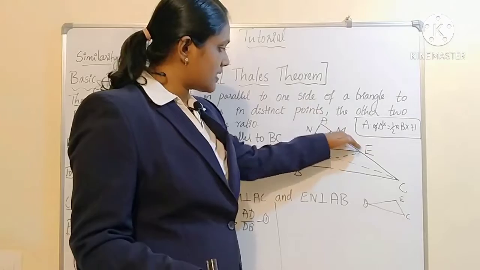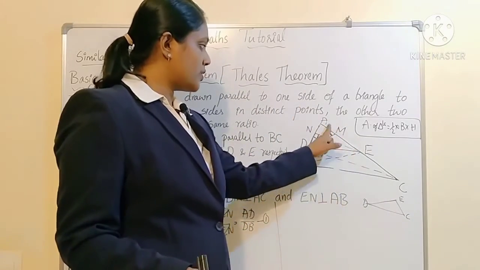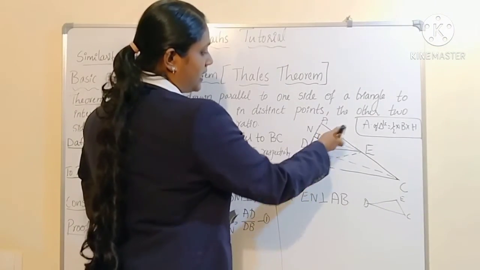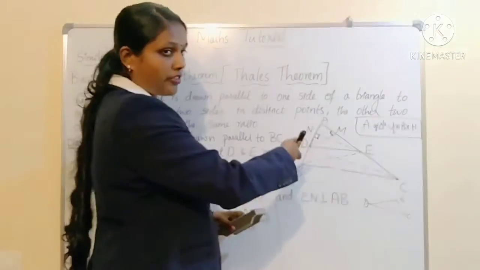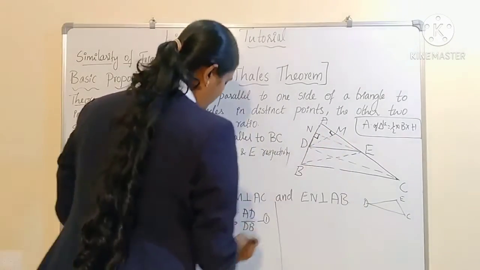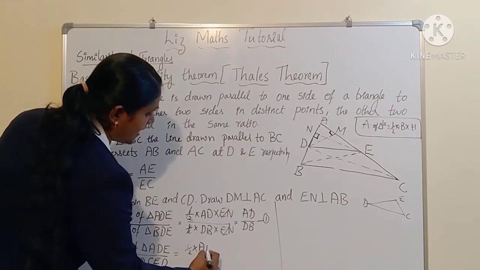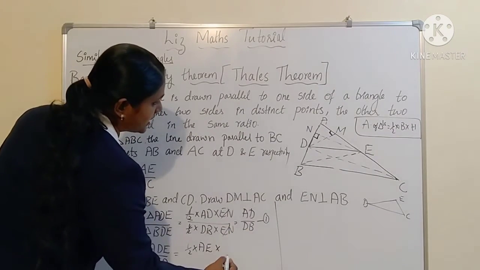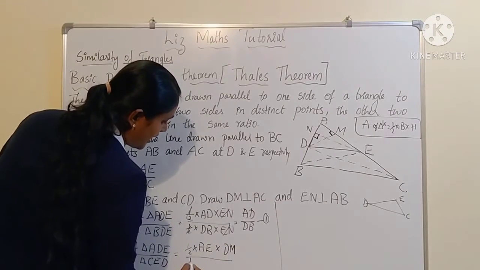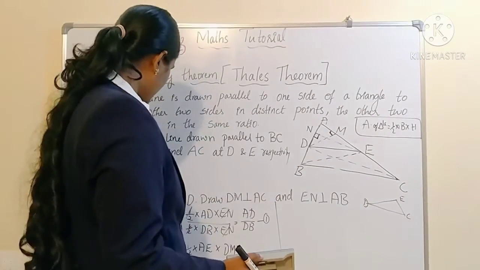Here you can see this side is the base. AE is the base. And what is the height here? The height is nothing but DM, that we have drawn as the altitude here. So you can write half into base AE into height DM, whole divided by half, and the triangle here is CED.